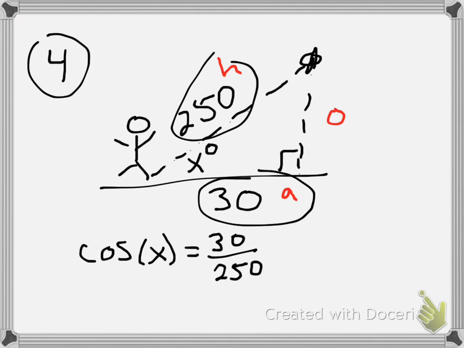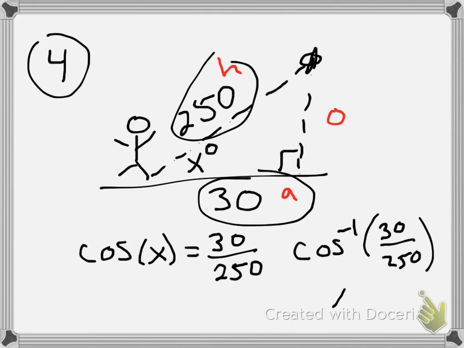Now remember, anytime that you are looking for an angle, this is when you're going to do the inverse. So you hit the blue key and then cosine, which will pop up that little -1. And you just do 30 over 250. And in this one I got about 83 degrees. Alright, moving on to question 5.